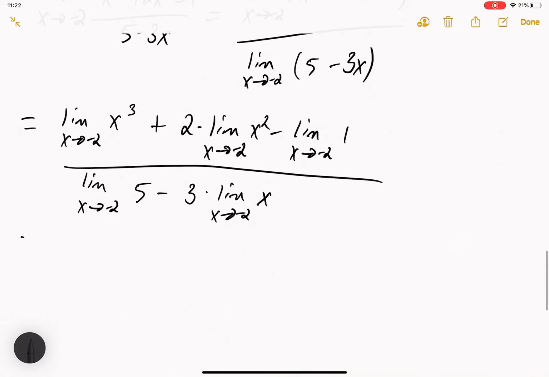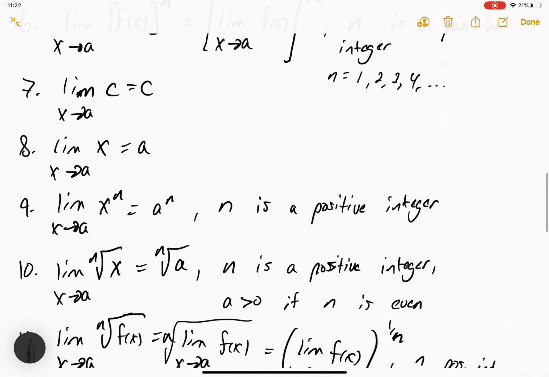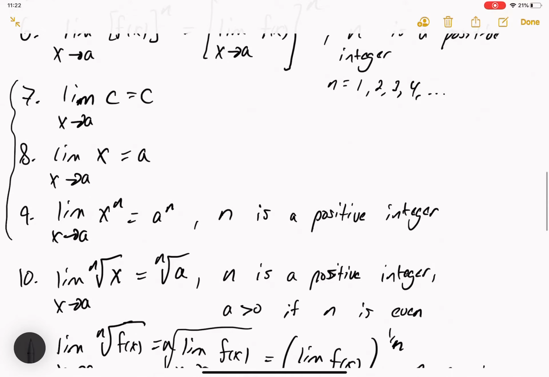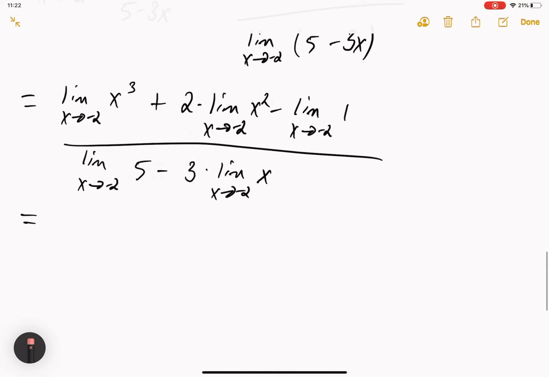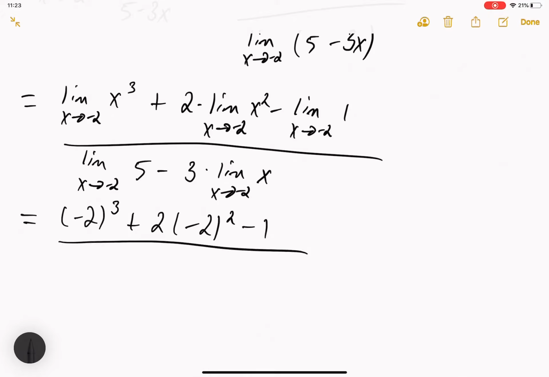Now we can appeal to all the laws we had before. These laws basically tell us we can plug it in, and if it's a constant, then it's just equal to the constant. So for x cubed, x squared, and x, all you have to do is plug it in. So we get -2 cubed plus 2 times -2 squared minus 1, divided by 5 minus 3 times -2.